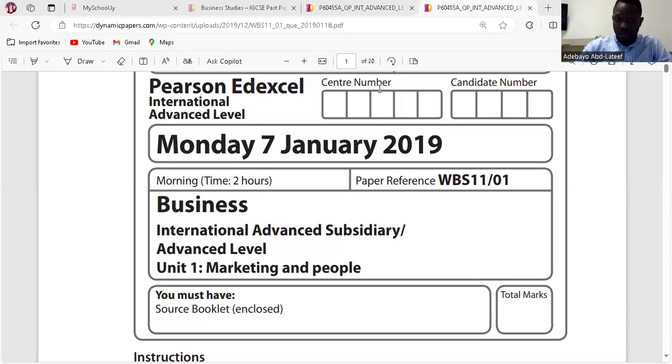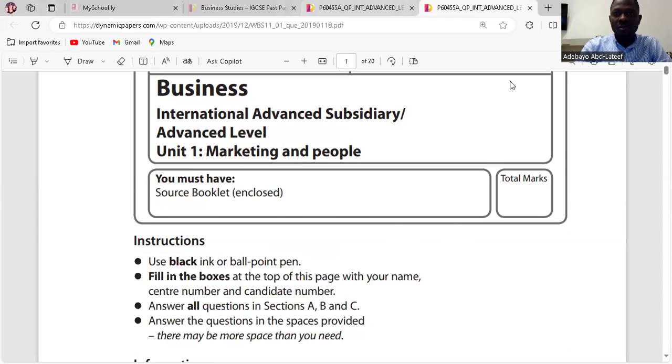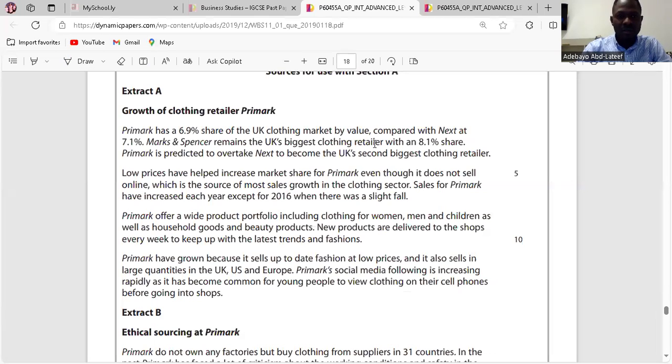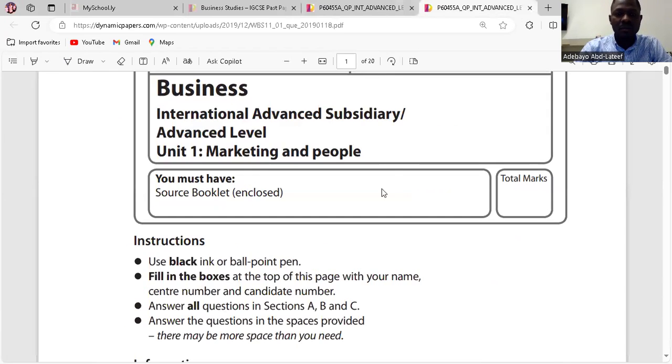So we start with paper 1, unit 1, marketing and people, January 2019 paper. First, we just have to go to the case study. There's a case study for Primark, which is a clothing firm, which has to be read, and we don't have time to do that. So it's on the screen already. Then we go back to the question. We already read it before.